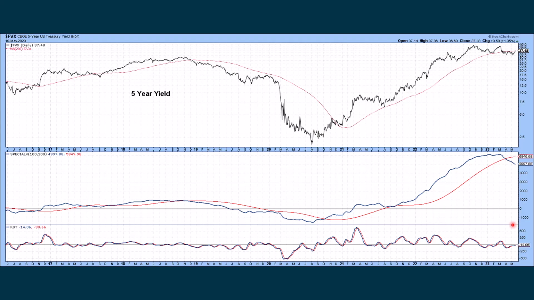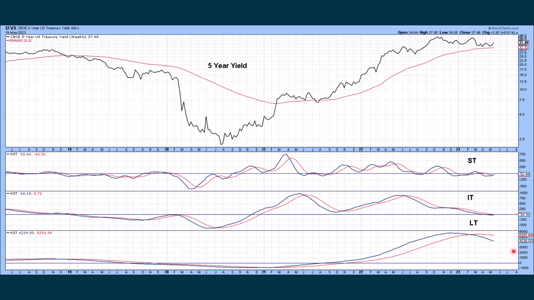Then looking at the 5-year yield and how it's been performing, starting to show some weakness here, and the special K is showing that we're going into a downtrend, but on the very bottom, the KST is starting to turn back positive. We also look at the 5-year yield in the short, intermediate, and long term. The short term is starting to turn back positive, intermediate term is declining, and long term is declining.